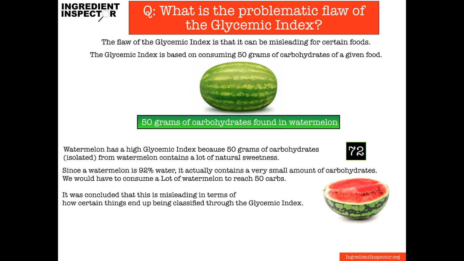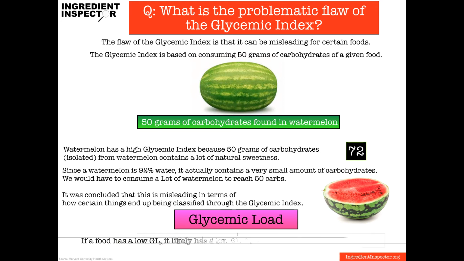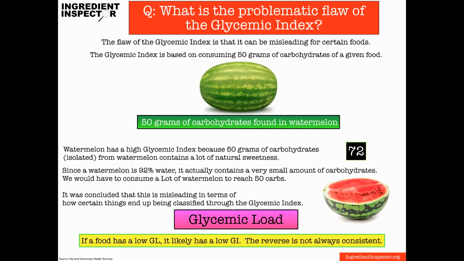So it was concluded that this is misleading in terms of how certain things end up being classified through the glycemic index. And as a result, the glycemic load was developed. If a food has a low GL, it likely has a low GI, but the reverse is not always consistent. So let's take a look at that.